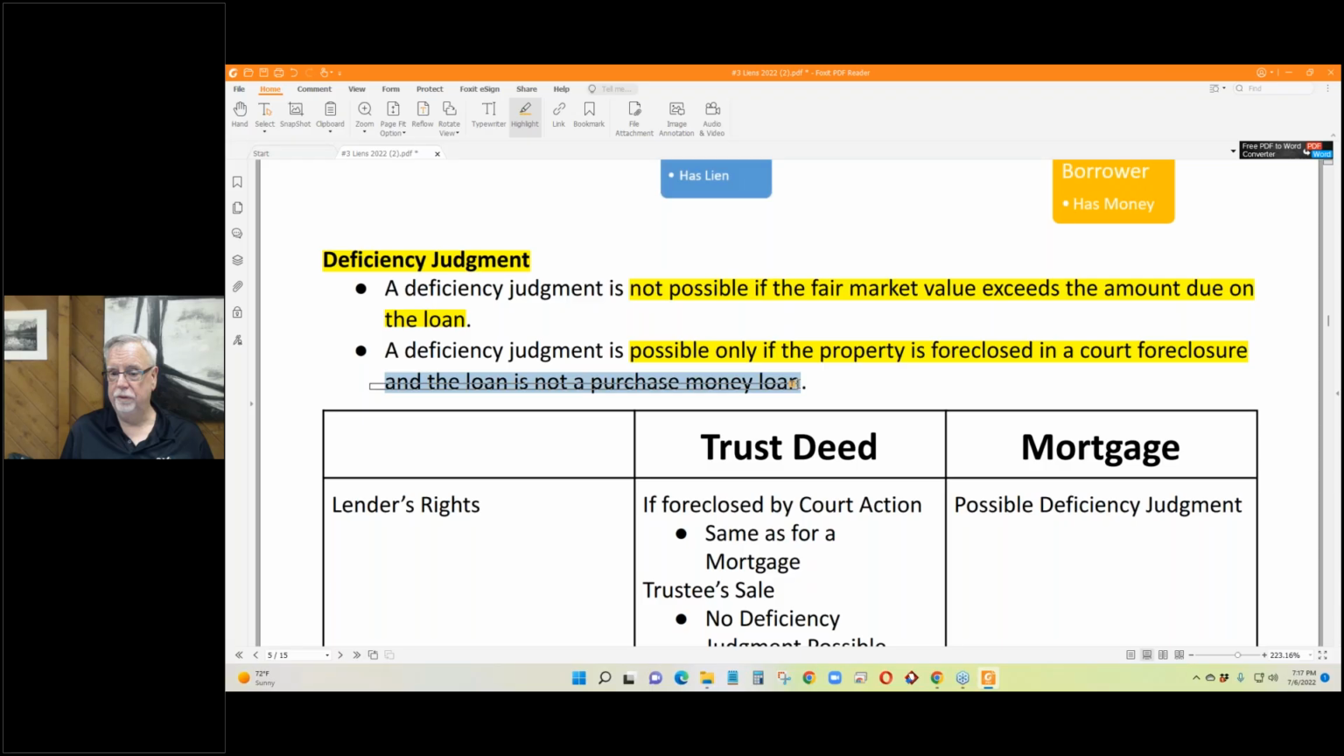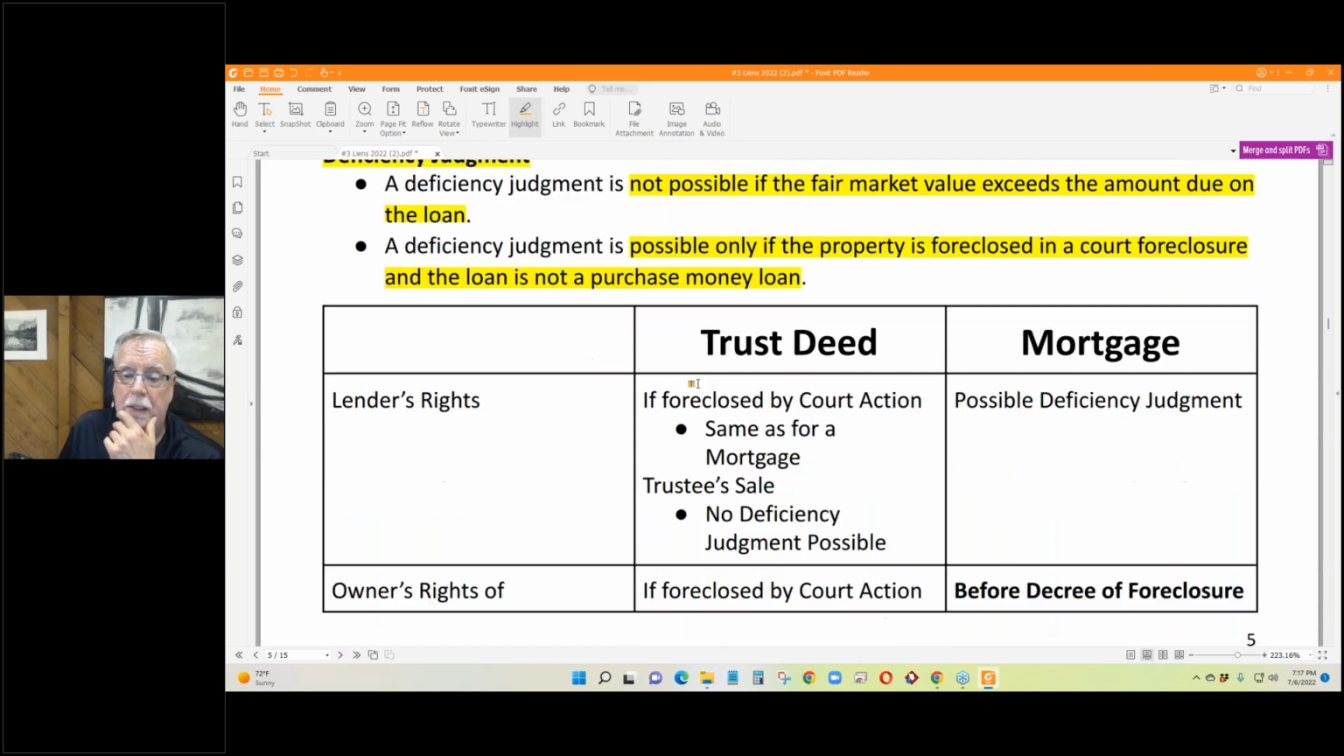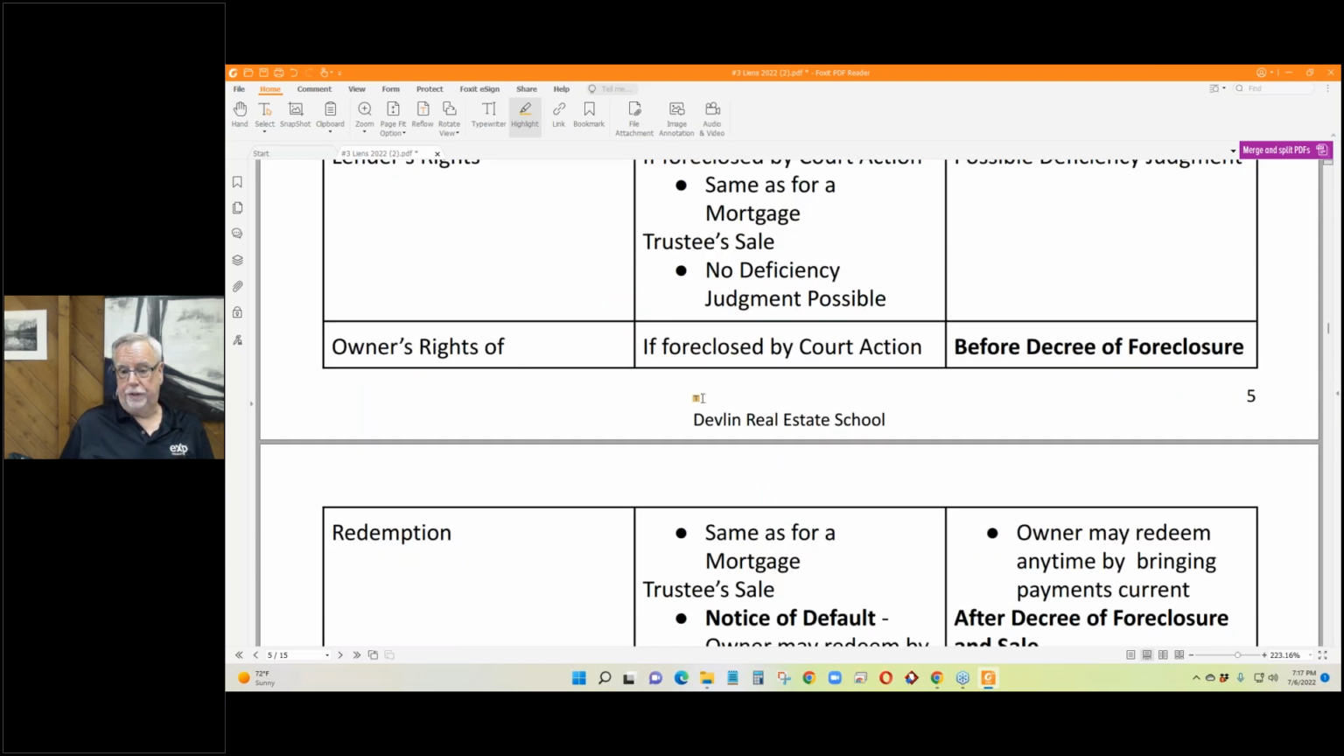And the loan is not a purchase money loan. It has to be a loan against property you already own, or a loan not 1 to 4 units owner occupied. Flippers, like house flippers, not protected. Not protected. All right, trust deed and mortgage.